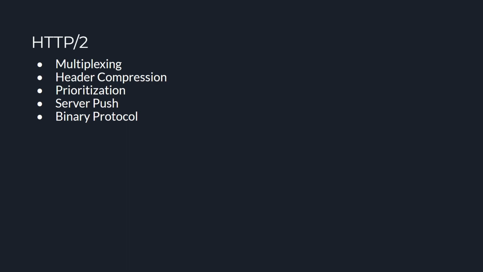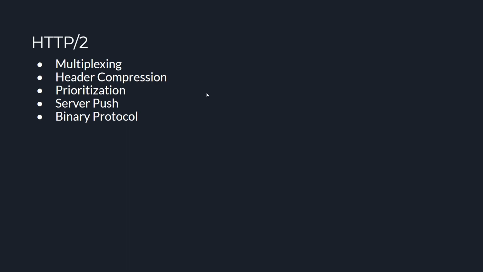HTTP2, the most significant improvement in HTTP2 is multiplexing. This means that multiple requests and responses can be sent and received in parallel over a single TCP connection. We have header compression. This is a technique for compressing headers, and it reduces the overhead associated with the HTTP headers, which was a problem in HTTP1.